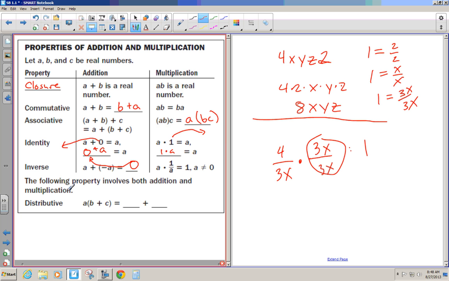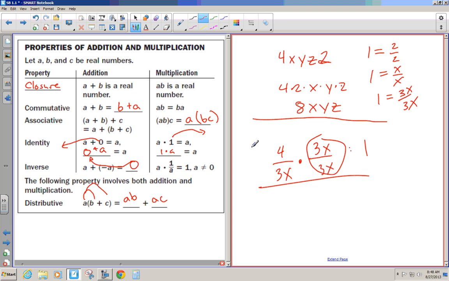The following properties involve both addition and multiplication. The distributive property tells you that A goes to B, A goes to C. When there's parentheses here, this becomes AB and AC. This is very important because the distributive property works both ways.